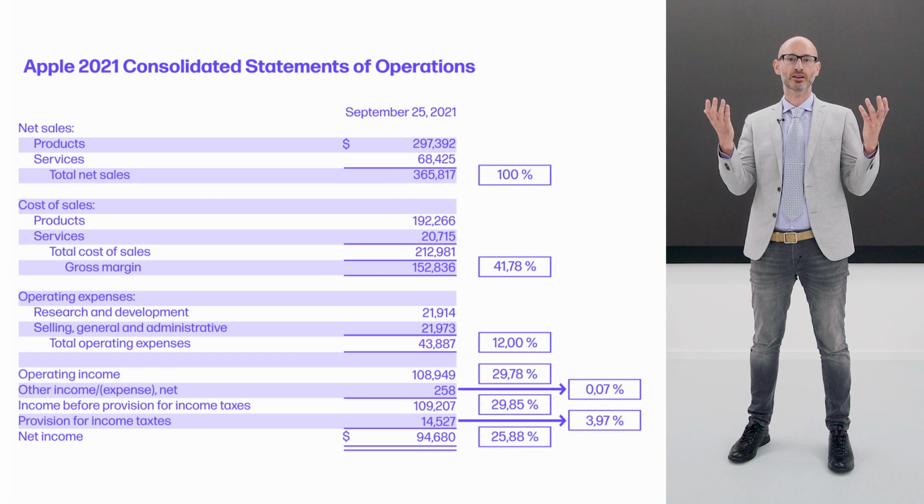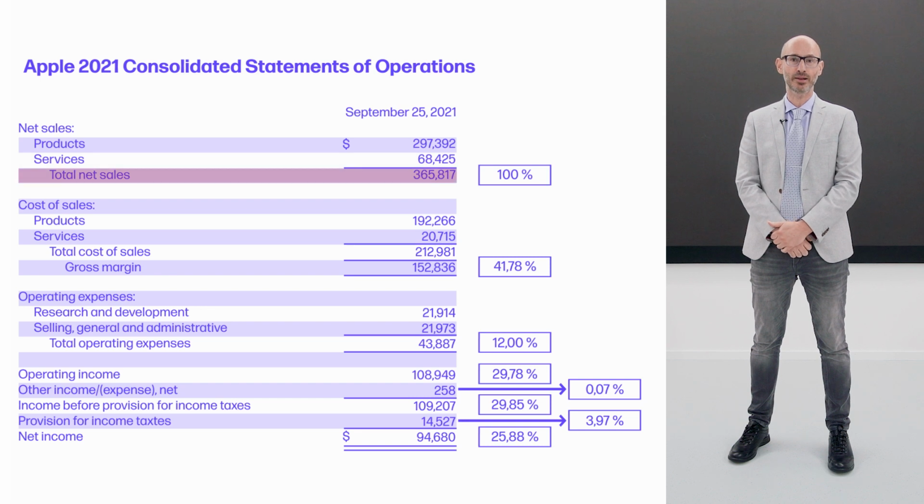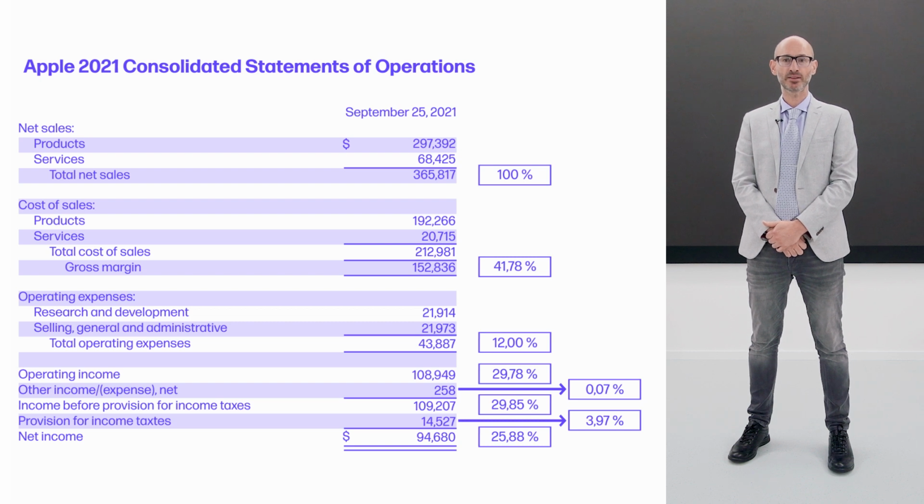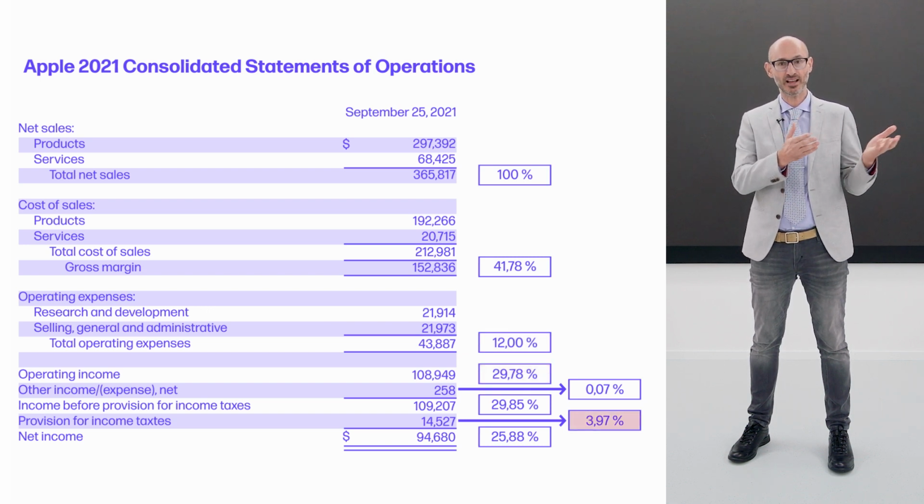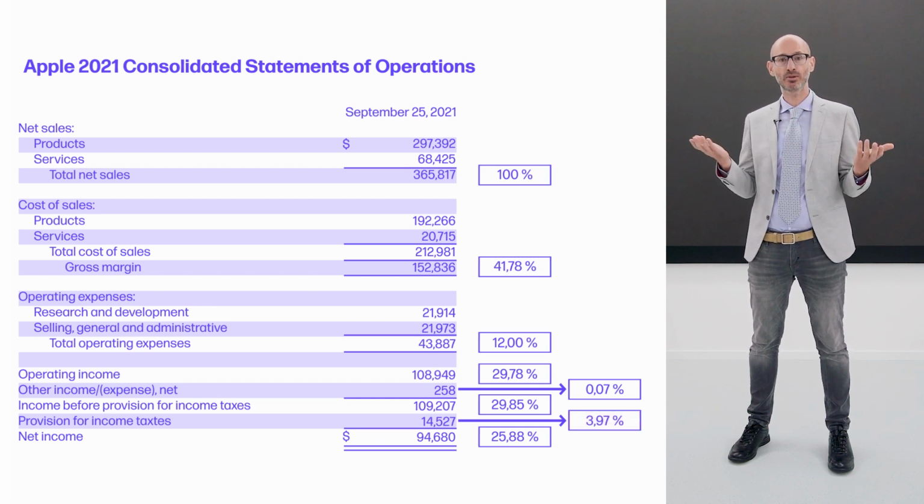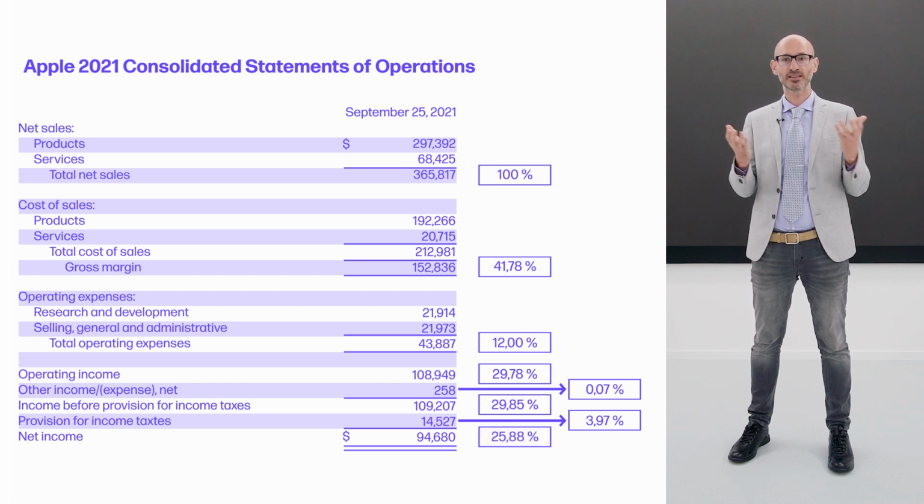So let us set up everything together here. Sales are split between products and services and amount to $365 billion. The gross margin is 41.78% of that. The rest of the operating expenses take out another 12%, and you are roughly left with 29.8% of operating income. Taxes take out another 3.97%, and the bottom line, the net income, is a cool 25.88%. Here you go. This is the summary of Apple's performance in a nutshell. One of the wonders of accounting, you look at an income statement, and it clearly shows you, step by step, how much value we created and line-by-line costs of running the business.